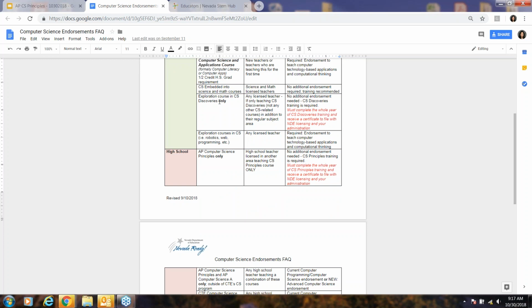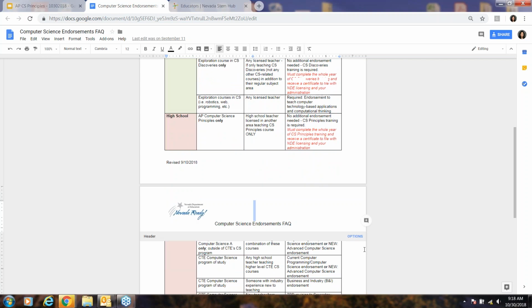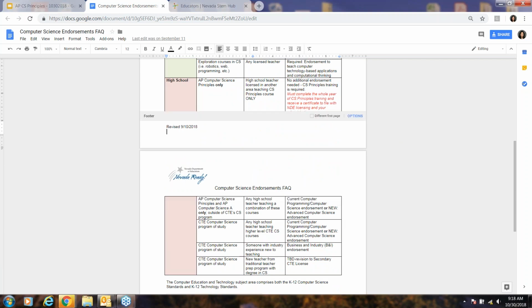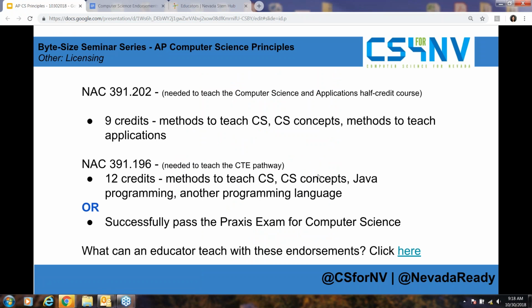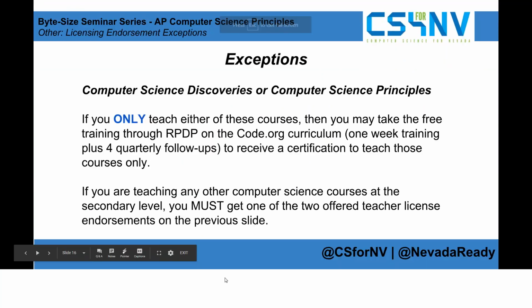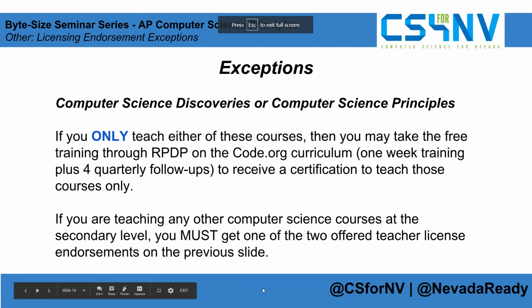Just as with Discoveries, if a high school teacher is only teaching CS Principles, and say they're an English teacher, and they've gone through the training for AP CS Principles, then they can go ahead and upload again into the system, and then they can be qualified to teach that only. Again, if they're going to go on for the pathway, they need to get the full endorsement. So all of this talks about that. Any questions on endorsements? And here are the exceptions that I mentioned.